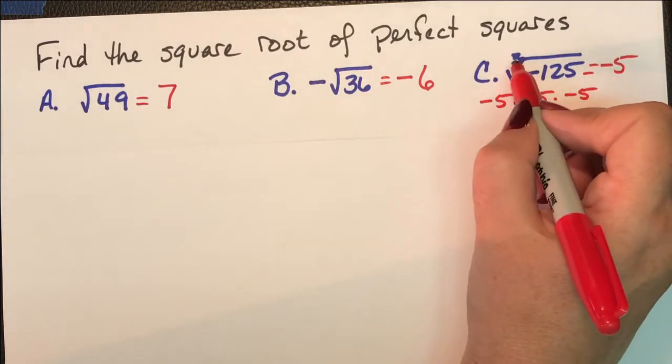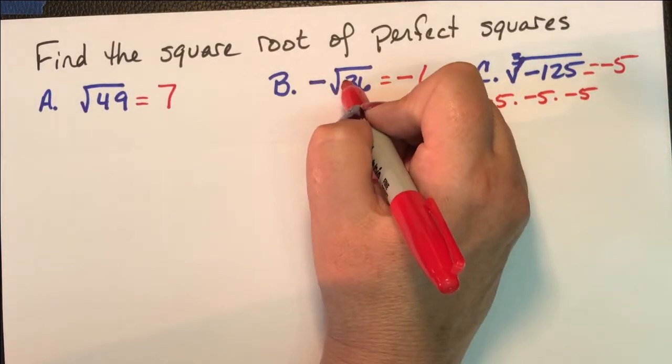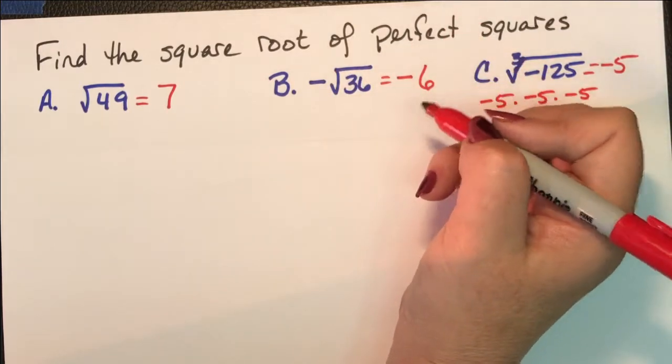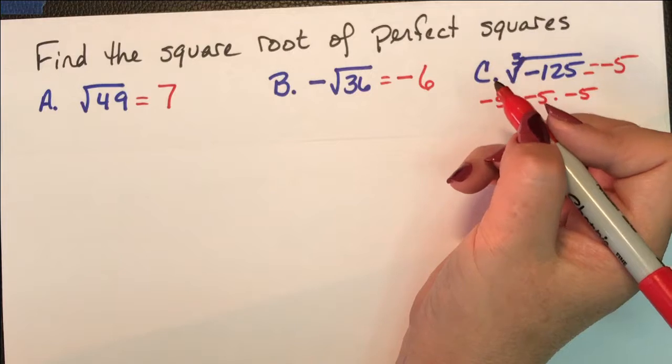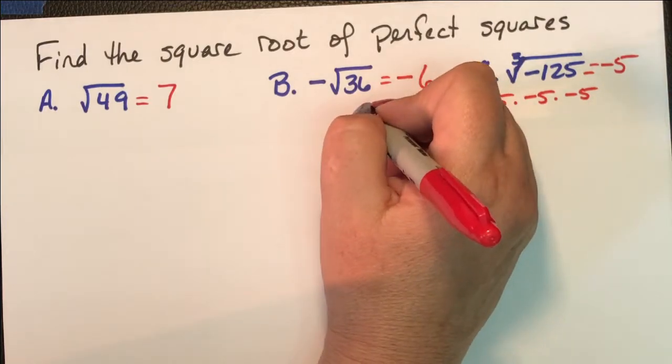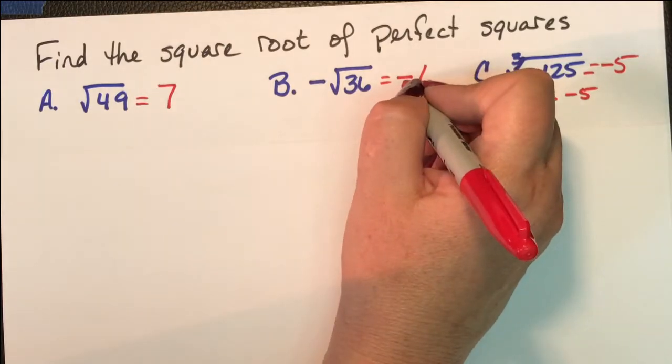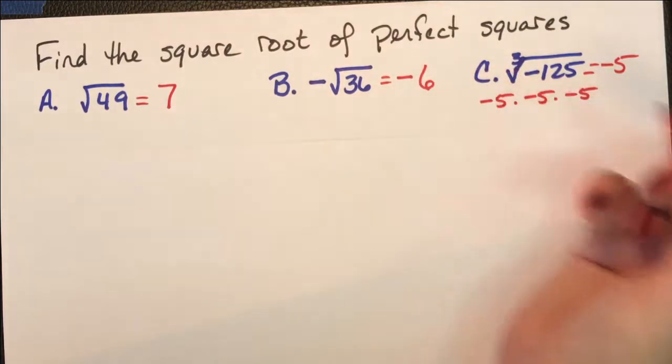You can have negatives in cube roots. You can't have negatives in square roots. That's actually called an imaginary number, because there are no two numbers that you can multiply together that are the same that will give you a negative number. Both of the negatives will cancel out.